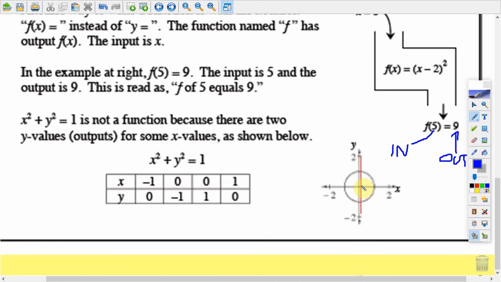Our input, in this case, I'm going to pretend that it is 0. Having a little trouble getting it right on the 0 here. But that gives us an output of positive 1 and negative 1. So it fails the vertical line test.